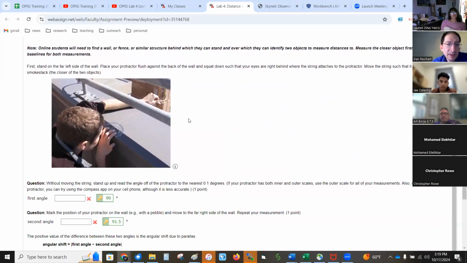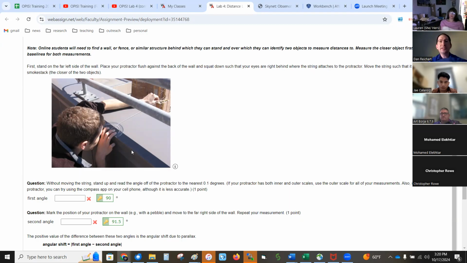Okay. And this is how you do it. You line up the protractor flush against the wall. The wall really has to be straight for this, particularly if your object's far away. These are angular shifts of only like a degree or so. And so you have to be able to make the protractor flush to better than that. And the instructions say, once you have it there, you get your eyes down to protractor level, orient the string to your target, and then lift up and read it off the protractor.